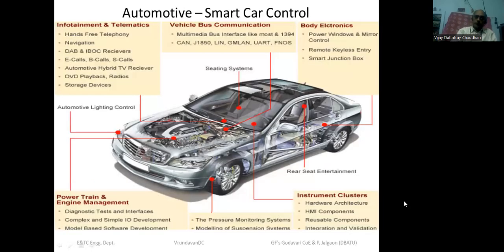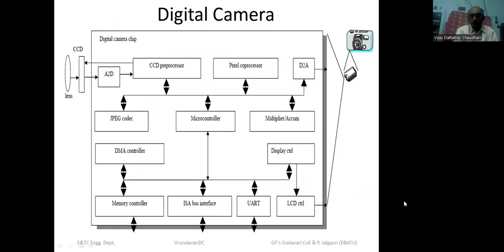Similarly, smart car control is also there. You can see here infotainment, telematics, vehicle bus communication, body electronics, powertrain and engine management, instrument cluster. Means various small areas are there where embedded devices are used to completely make this car a smart car.